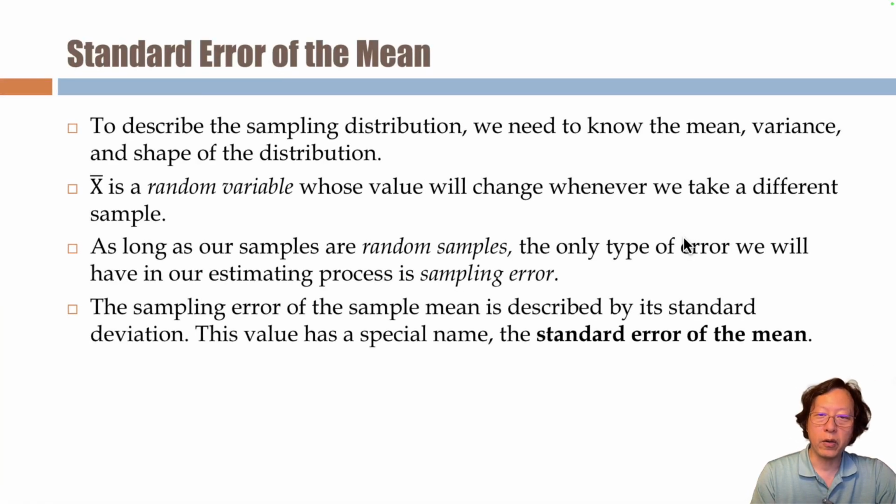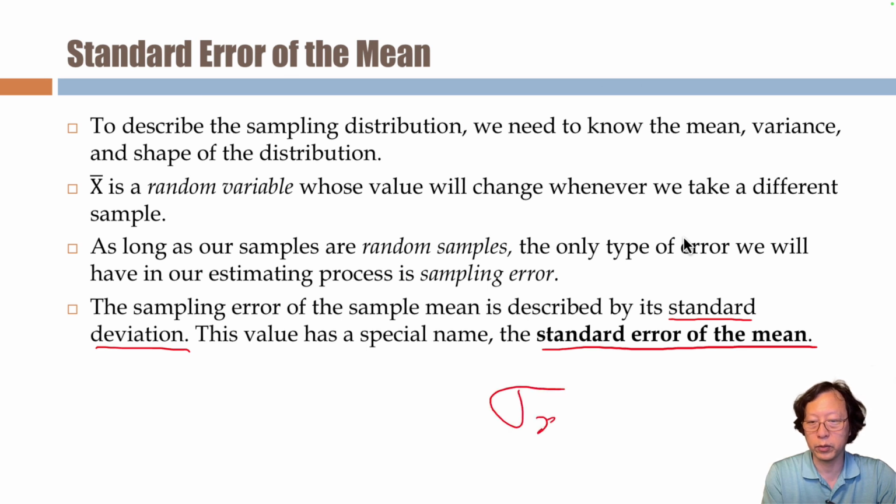Standard error of the mean. Here the standard error of the mean means it's the standard deviation of the sample mean. So the sampling error of the sample mean is described by its standard deviation, right? And that is what we call the standard error of the mean. So the standard error of the mean is the standard deviation of x bar.